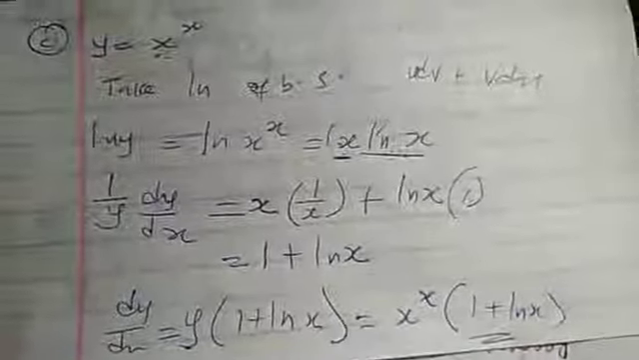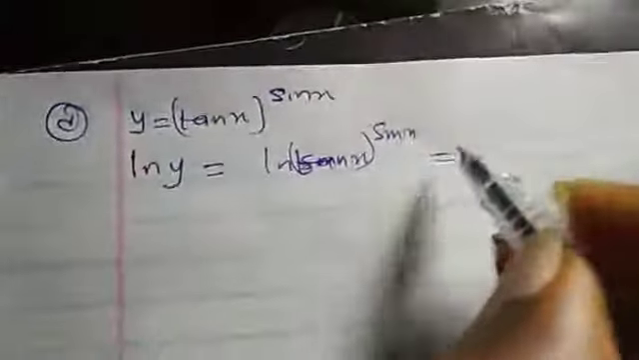Let's consider another example of this. Interesting one. Tan x raised to power sin x. Anytime you are seeing something like this, any form, just take ln of both sides. That will be ln of tan x raised to power sin x. And by then you apply law of logarithm. Bring this sin x backward.